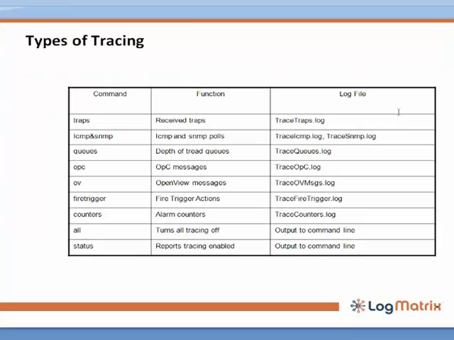The types of tracing. Traps, we look at received traps. ICMP and SNMP, we look at the ICMP and SNMP polls that are requested, that are responded to, that are retried, and that are timed out. We can see all of that information. The queues trace the depth of the queues. OPC messages, again, that's an OpenView platform piece. There's OpenView messages, which is the actual OV platform. There's fire trigger actions. There's counters. We can turn them all on or all off.